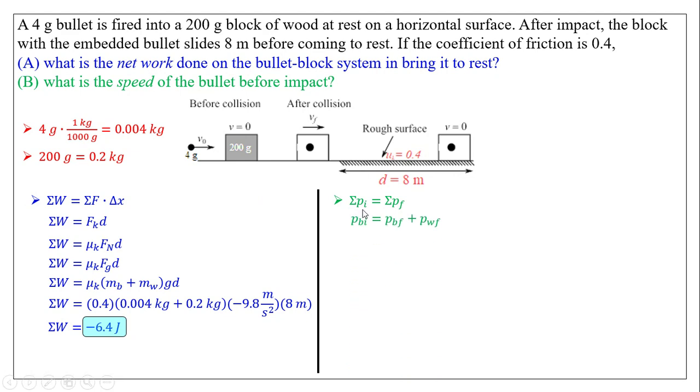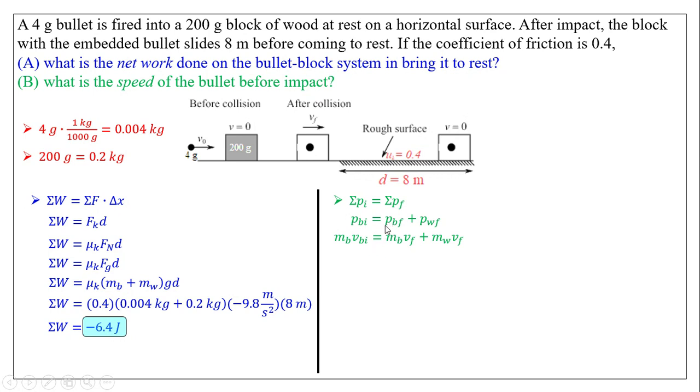Here, we're just gonna break it up. Net momentum initially is only contributed to the bullet. So you notice on the left side, I only have initial momentum of the bullet. The wooden block was initially at rest, so I left that out. On the right side, I broke it up into two things because at the end, two objects are moving, the bullet and the block. So I'm just gonna break up on the right side a little more.